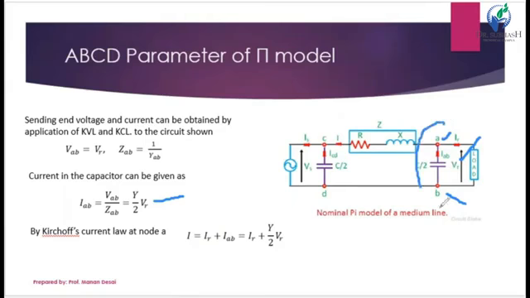So we can say IAB is Y by 2 VR. Here the half admittance is multiplied with VR. So by Kirchhoff's law, I is equal to IR plus IAB. This current is the receiving end current IR plus IAB, where IAB is Y by 2 VR. So I is equal to IR plus Y by 2 VR.